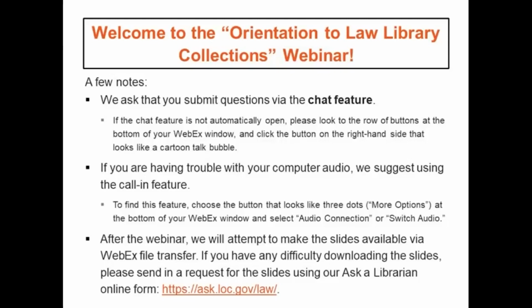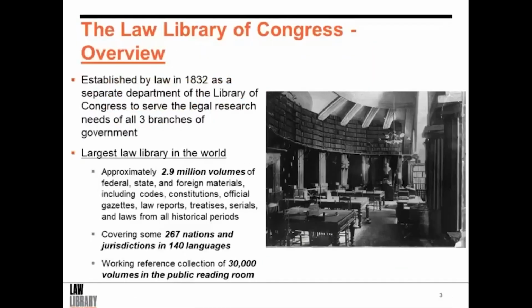So let's go ahead and begin with information on the orientation to the Law Library Collections. The Library of Congress is the oldest cultural institution in the United States, and it was established in 1800. And then in 1832, the Law Library was separately established as a department of the Library of Congress. It was established to serve the legal research needs of all 3 branches of government. And in fact, the law which established it opened it to the President, the Vice President, members of Congress, the justices of the Supreme Court, and members of the bar who practice before the Supreme Court.